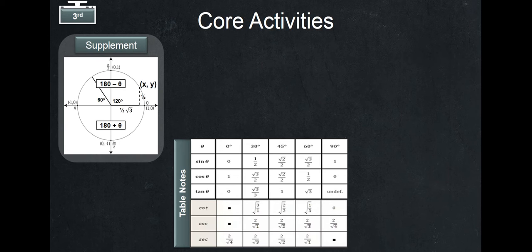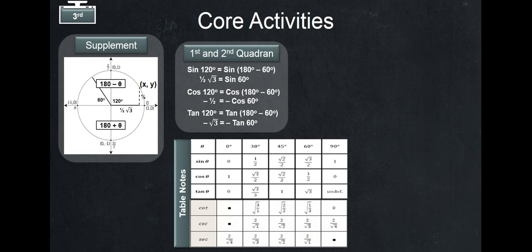Supplement angles are divided into two parts, each part having a different formula. Supplement angles are used to find the trigonometric values that are the same as the trigonometric values obtained through the simplification process of straightening angles. In quadrants 1 and 2, the formula used is 180 minus theta. In quadrants 3 and 4, the formula used is 180 plus theta.